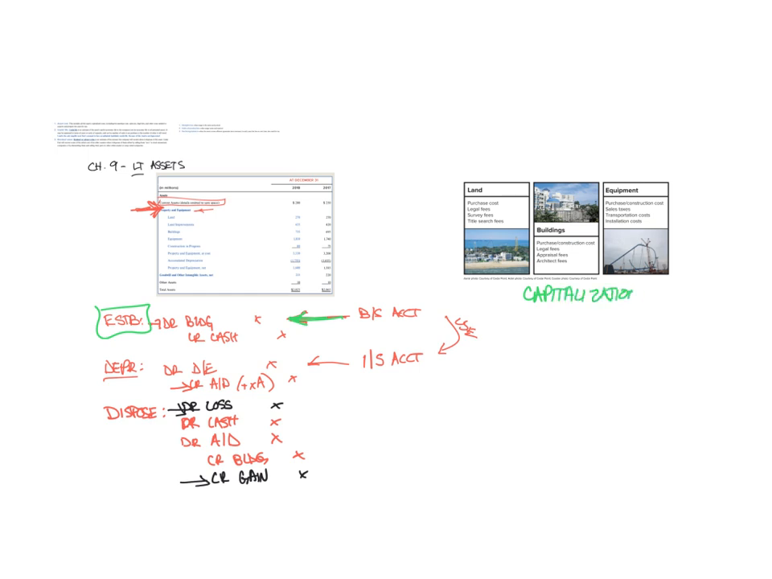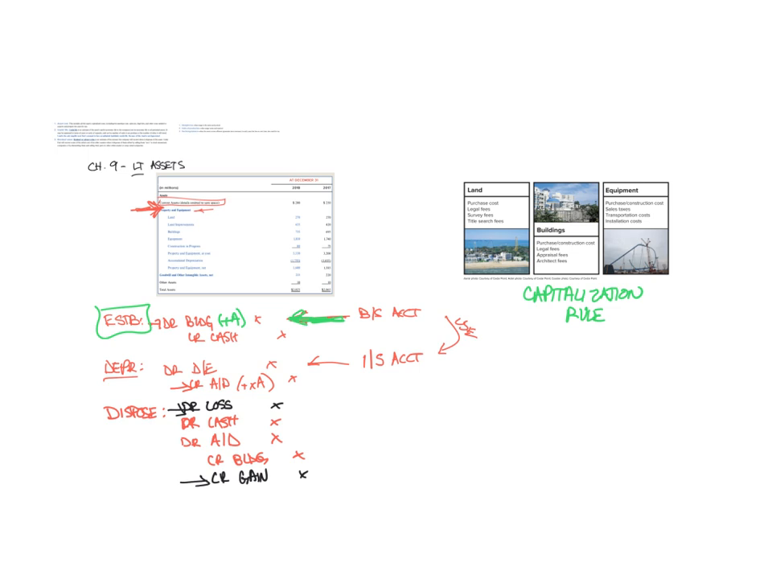I'll talk about it in subsequent videos, but the capitalization rule says that we will capitalize, or record, as an asset, and that's what we're doing when we're increasing this building account. We are recording an asset. We will capitalize or record everything necessary to get the asset ready for its intended use.